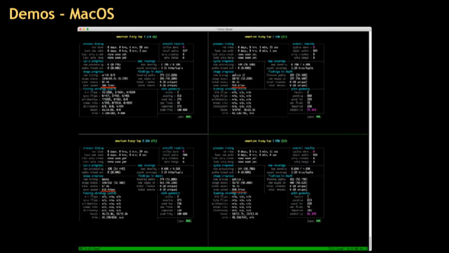Just another screenshot. In this case, we run Darko on Mac OS. We run 4 instances at the same time in parallel mode. And in this case, we fuzz libxml2 on Mac OS. And you can see that the speed of one instance is like 500 something tests per second.